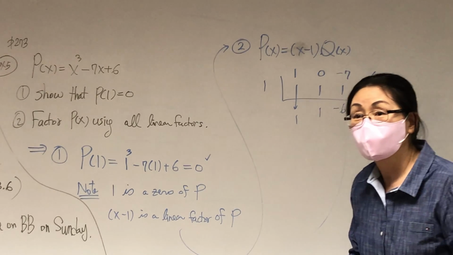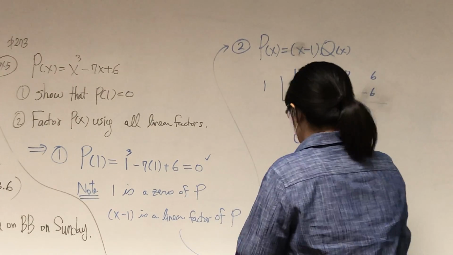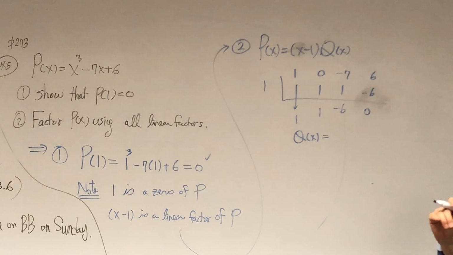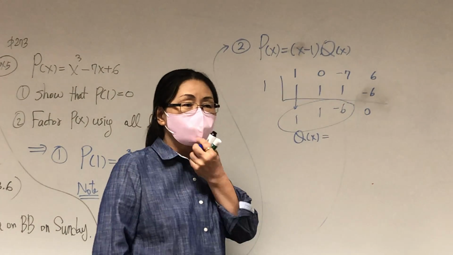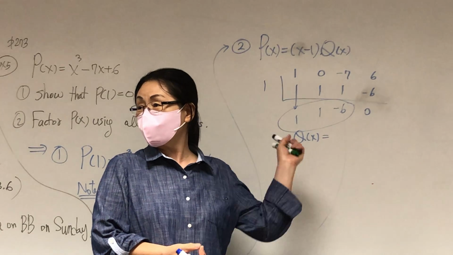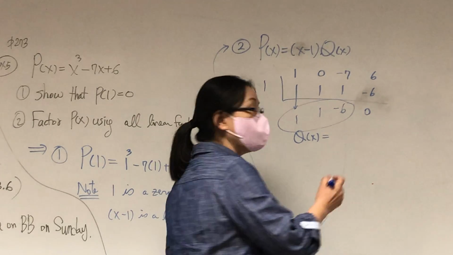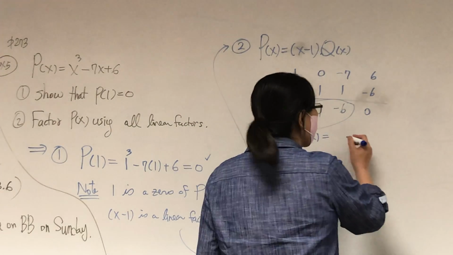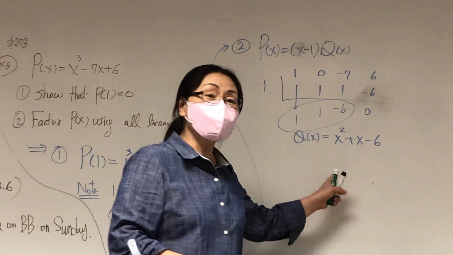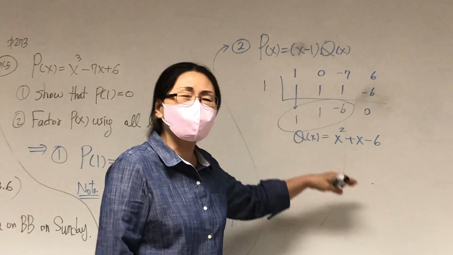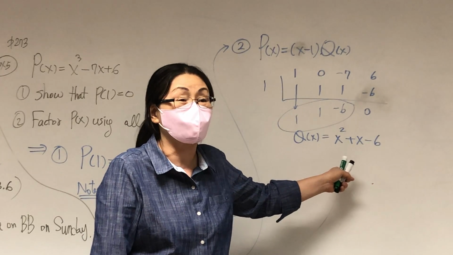Am I right? So what is your Q of x? 1, 1, negative 6. So, don't answer like that. It should be a polynomial, right? So what is your Q? X squared plus x minus 6. Isn't it? And you see that for this one, you have to go one step of synthetic division, but it's not necessary because that's easy to factor out, right?